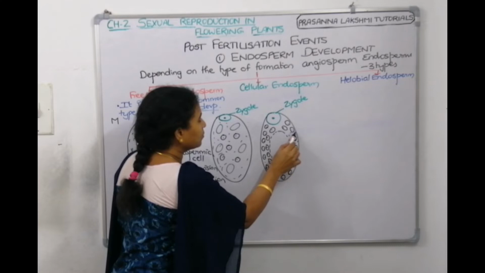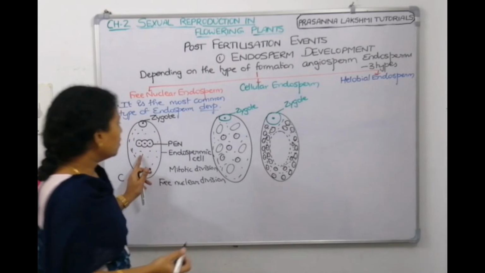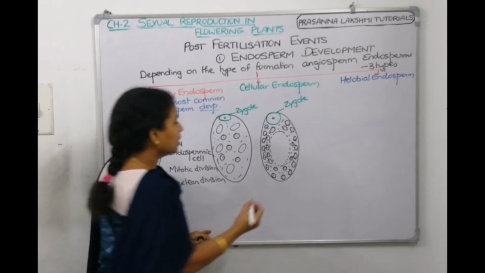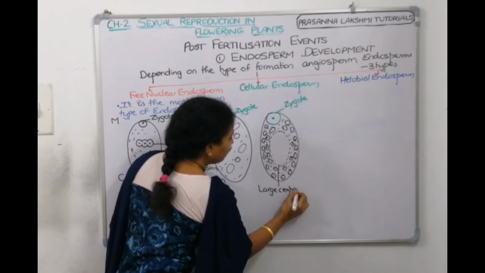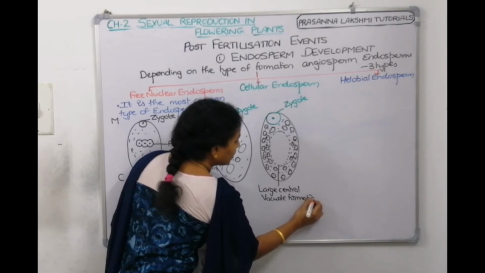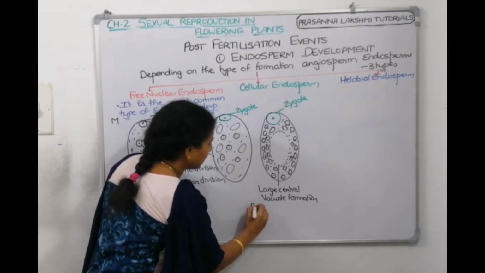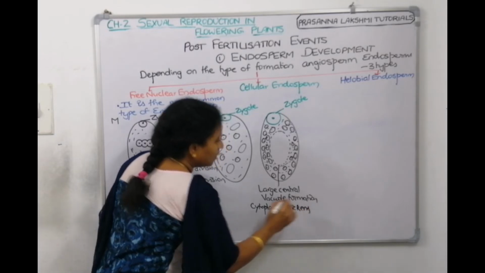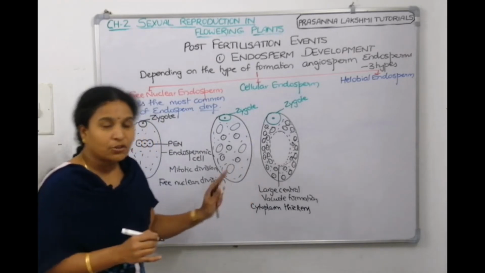Now this cytoplasm grows later on. What happens? The nuclear divisions are continuing. That's what you can see. Here one nucleus became 5 nuclei, here they became many nuclei. Later on the cytoplasm thickens. So this is the large central vacuole formation. Now after the large central vacuole is formed, the cytoplasm thickens. When the cytoplasm thickens, it undergoes cytokinesis also.